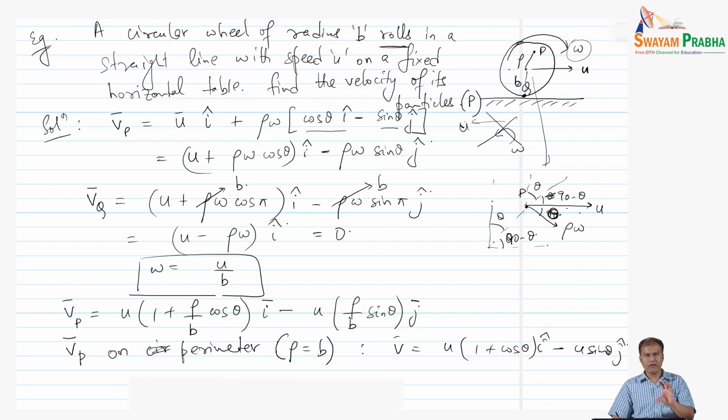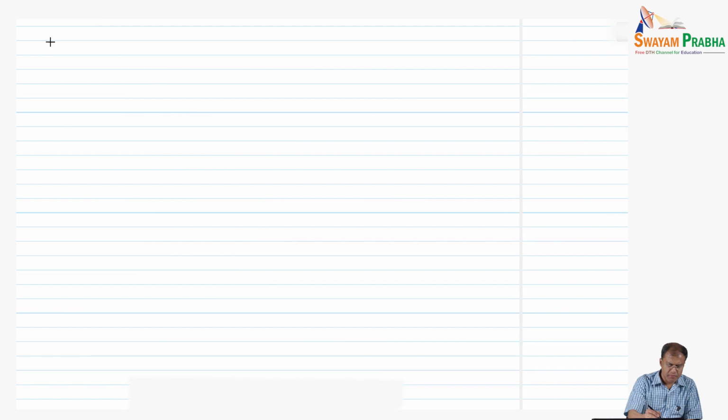So this problem neatly highlights how to find the total velocity of a particle on a moving as well as rotating object, right? Okay, so then I need to also briefly talk about the concept of the so-called reference frame. So what is this idea of reference frame?